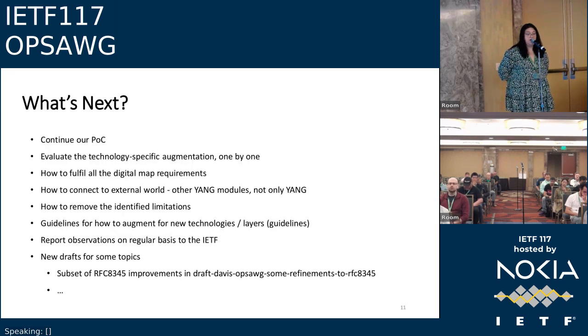So these are some things that we are going to do next. We will continue to use POC as a methodology to analyze and improve the IETF RFCs for digital map. We will evaluate technology-specific augmentations one by one and come back to IETF with our observations. We will see how to fulfill all the digital map requirements and propose solutions, how to connect to the external world, other YANG modules, but not YANG only. We have BMP, IPFIX, et cetera. We will also propose how to remove the identified limitations, and guidelines on how to augment for new technologies, and report observations for all. For some of these topics, we will need new drafts. There is already a draft that Nigel will present after this, which looks at two improvements and limitations that we identified, bidirectional and multipoint, but we will need other drafts to address other limitations and open issues. Thank you.